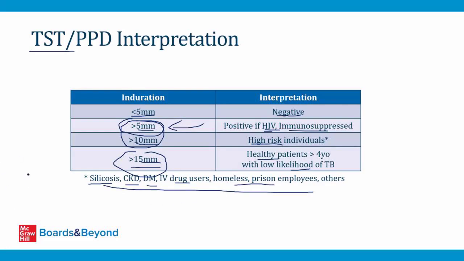So the way I always keep this straight is that less than 5 is always negative, more than 15 is always positive, and if they're in the middle, then you have to think about whether or not they have some of these special risk factors for the test to be considered positive.